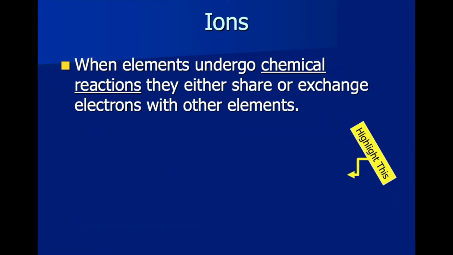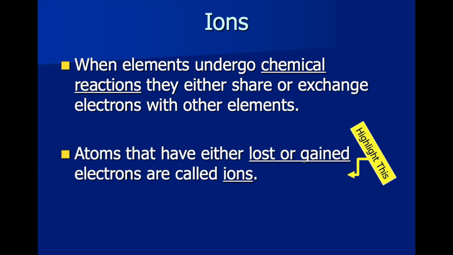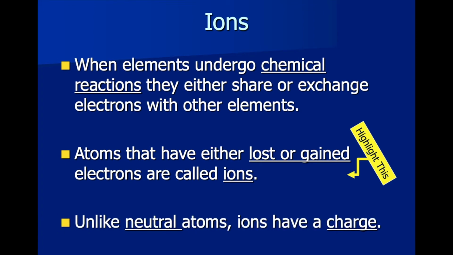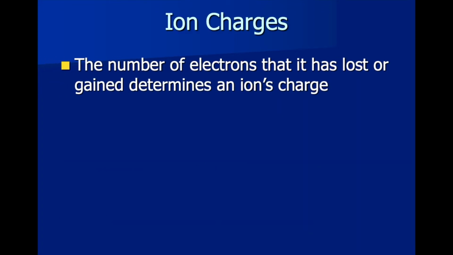When elements undergo chemical reactions, they either share or exchange electrons with other elements. Atoms that have either lost or gained electrons are called ions. Take a second to highlight this sentence. Unlike neutral atoms, ions have a charge. The number of electrons it has lost or gained determines an ion's charge.